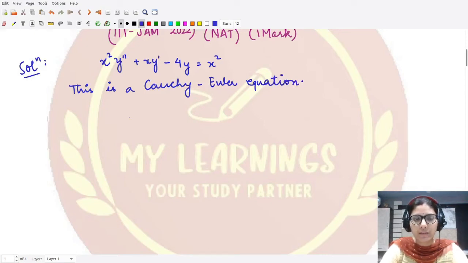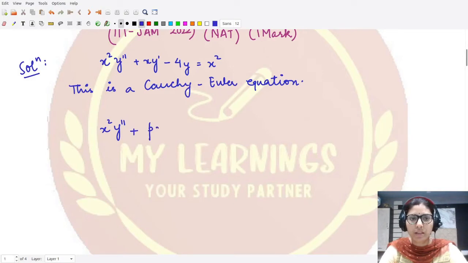It is an equation where you have x square multiplied with the double derivative of y, plus p, some constant, times x times y dash, plus q times y, equal to some other quantity, say r. This r could also be 0. The main thing we require is that with the double derivative we should have x square, and with the single derivative we should have x. So this is a Cauchy Euler kind of equation.